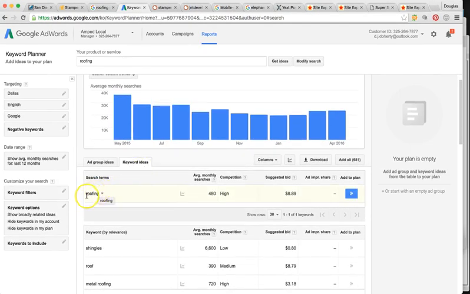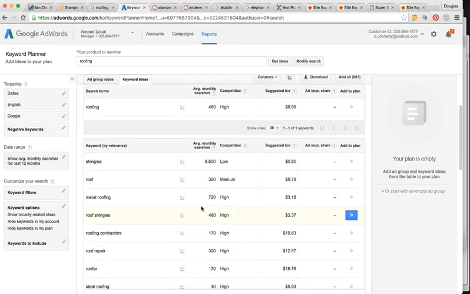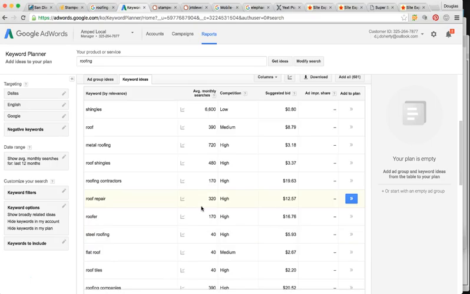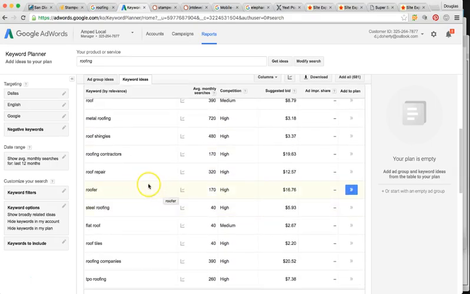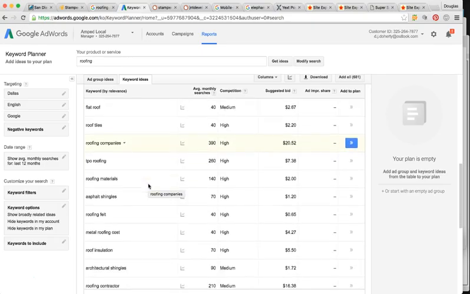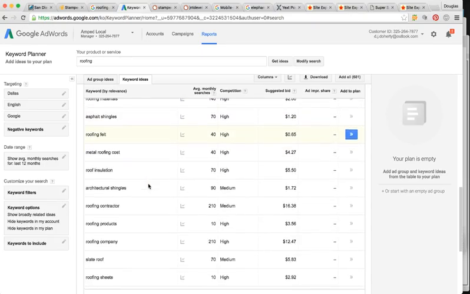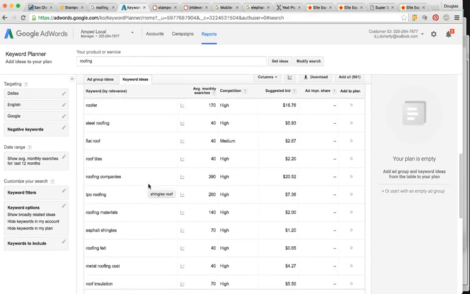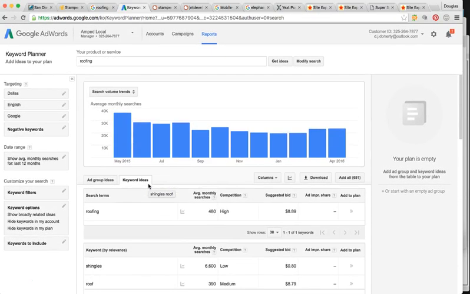The keyword roofing gets an average of 480, about 500 searches per month, and that's just one keyword. But I have all of the keywords people are searching. These are your most profitable keywords to get ranked in: roof repair, roofer, roofing contractors, roofing companies. So all these great words right here, I'm able to target them and then rank you for each of those.